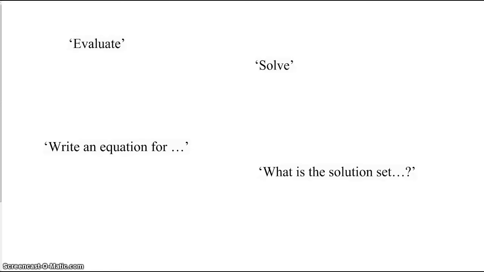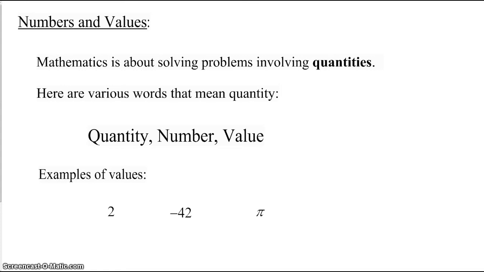We know we throw around words like evaluate and solve and write an equation for, or what's the solution set, and if we don't define what those things mean, it sometimes can be confusing. Okay, so a lot of mathematics is about solving problems that involve quantities or measurements that can be quantified, right? So here's some various words that just mean quantity. Quantity, number, value. Those things mean a quantity, and we would represent those by numbers in our number system. Things like 2, -42, pi. Those are numbers, so they represent a quantity, and that's the building blocks of most of mathematics.